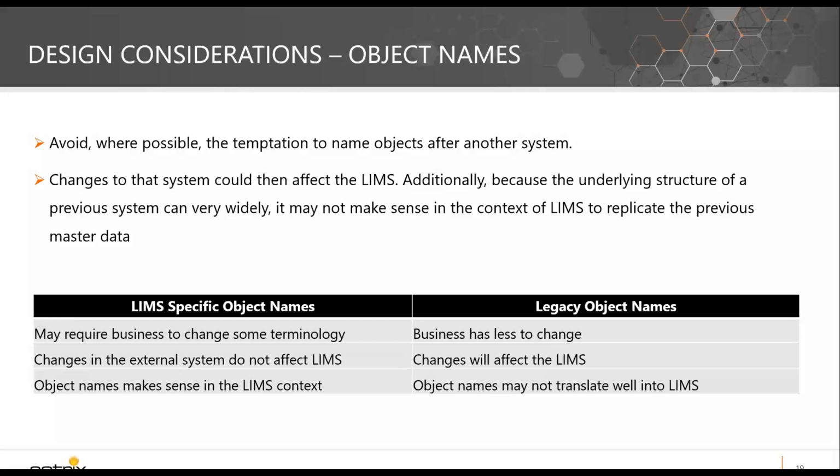The downside to that is that it might require the business to change some terminology. However, what you gain is that changes in the external system will then not affect the LIMS going forward, and object names will make more sense in the context of the LIMS. Using the legacy object names, obviously the business doesn't have to change as much, but then any changes to that system will almost certainly have effects on the LIMS, and the object names may not make as much sense in the context of a LIMS.